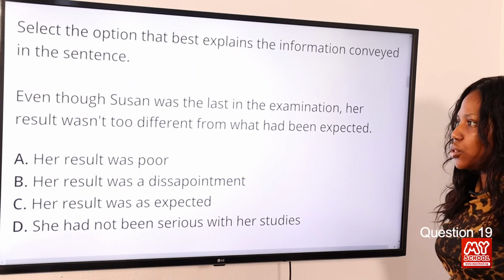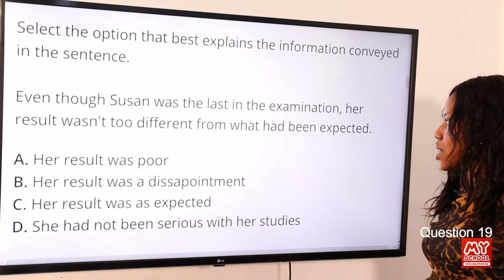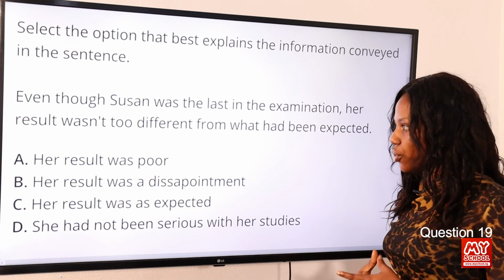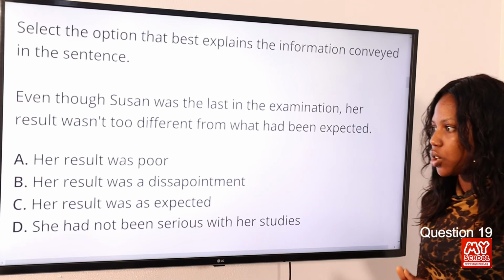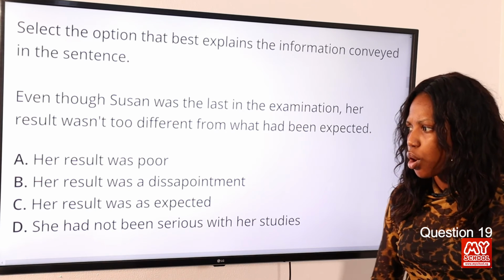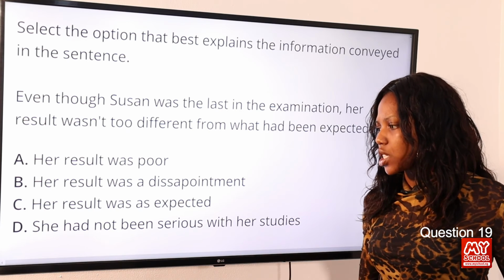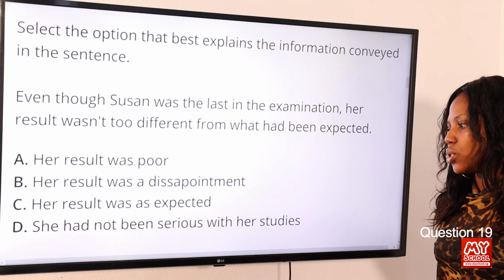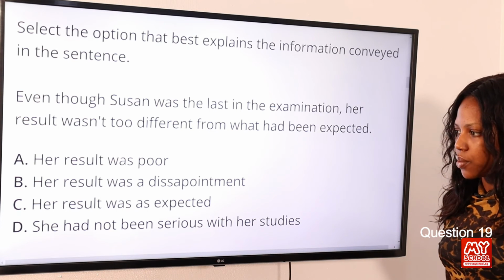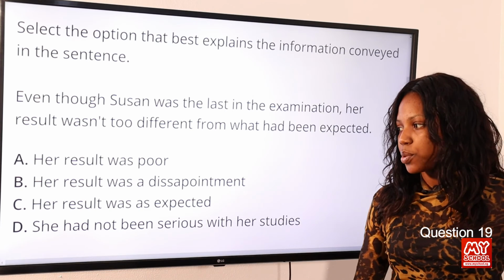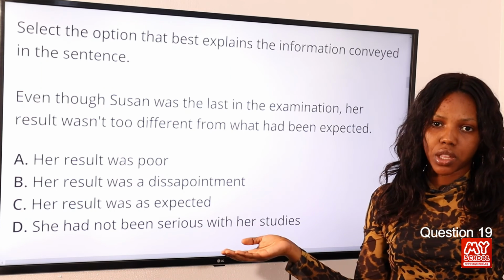Question 19. Even though Susan was the last in the examination, her result wasn't too different from what had been expected. Option A, her result was poor. Option B, her result was a disappointment. Option C, her result was as expected. Option D, she had not been serious with her studies. The answer to this question is option C, her result was as expected.